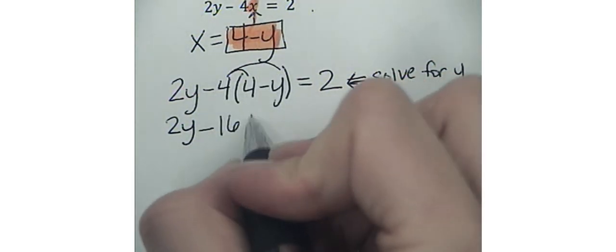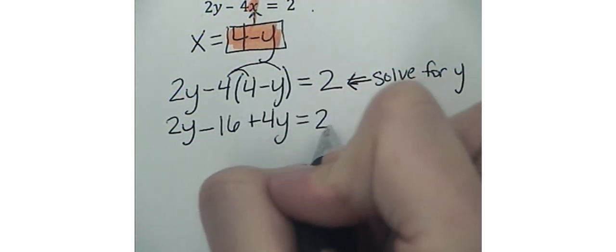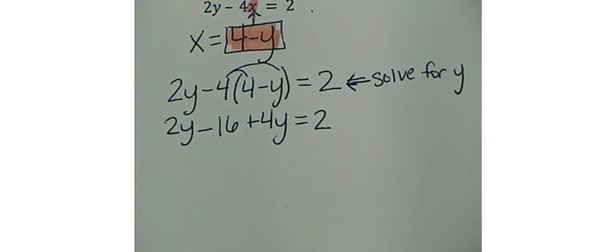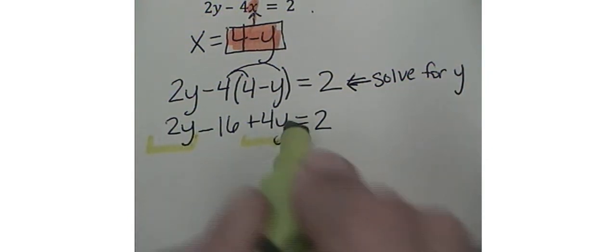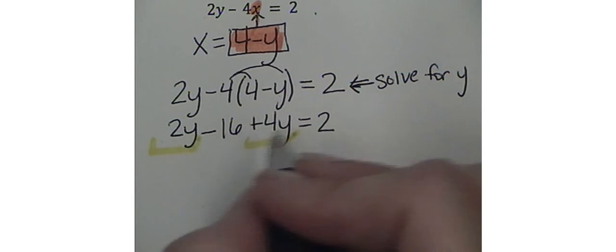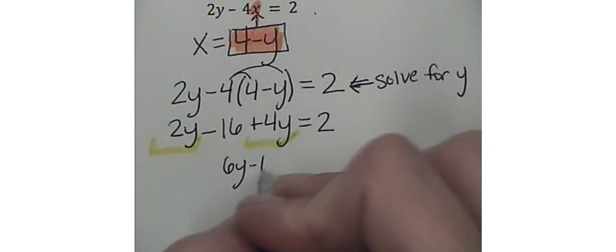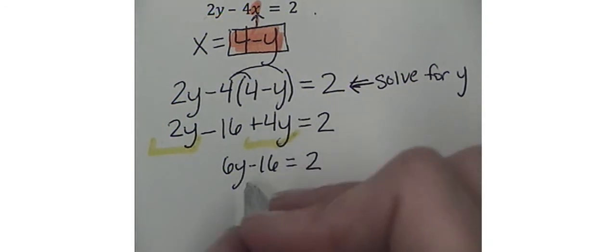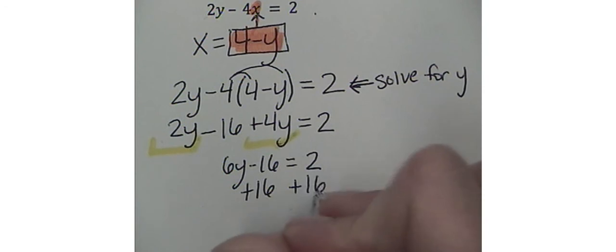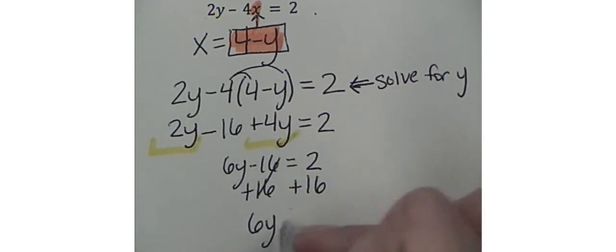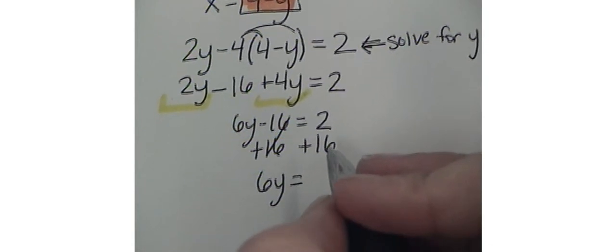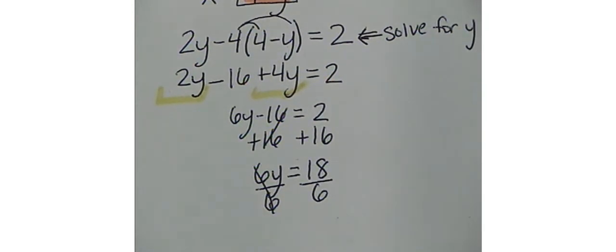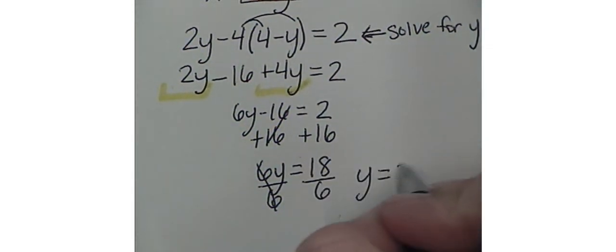Negative times negative is a positive, so be really careful with your signs here. Then I have like terms. 2y plus 4y makes 6y. Add 16. 6y equals 18. Divide both sides by 6. So y equals 3.